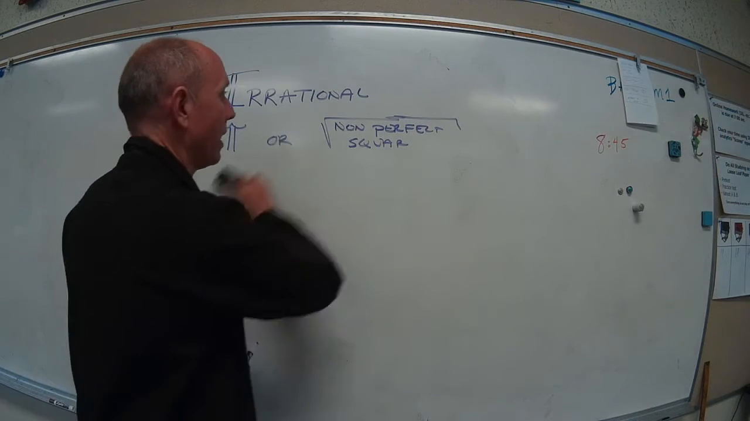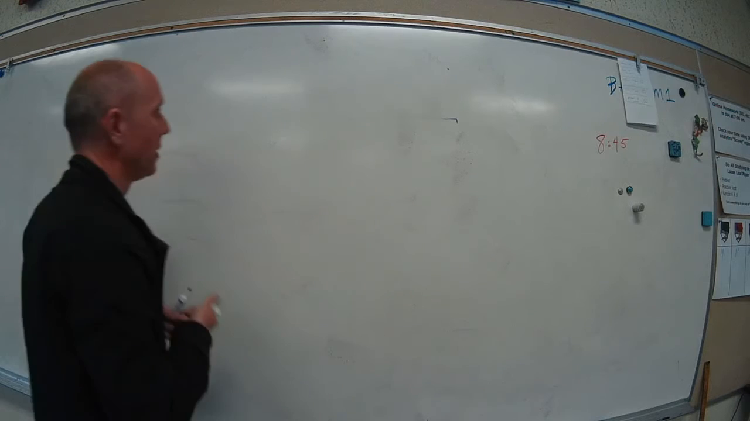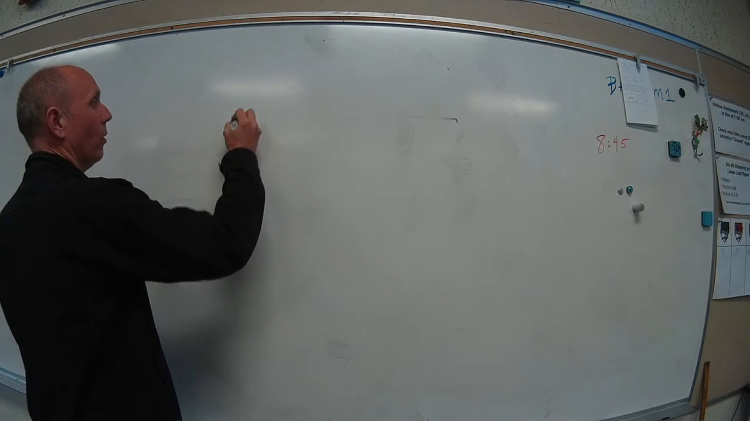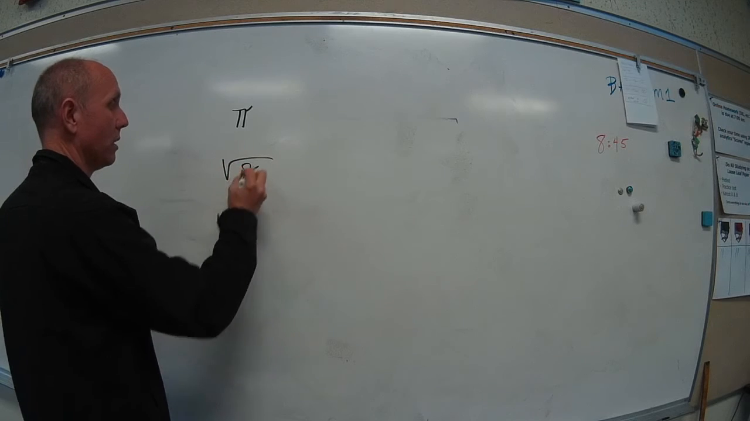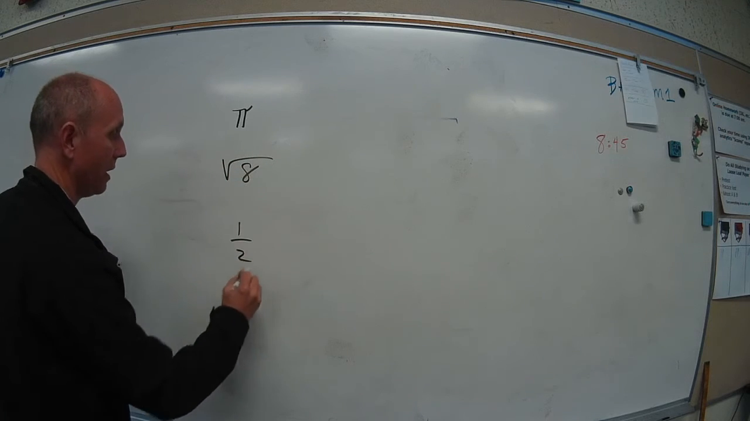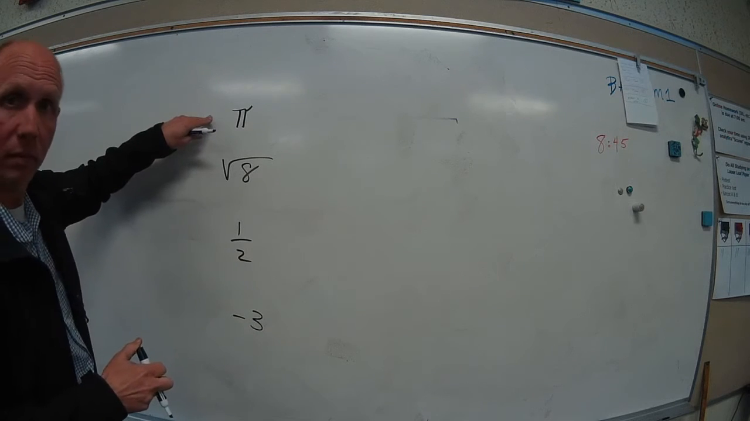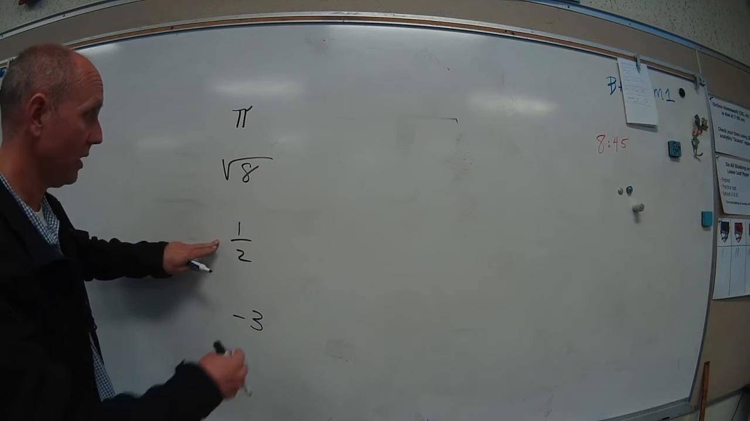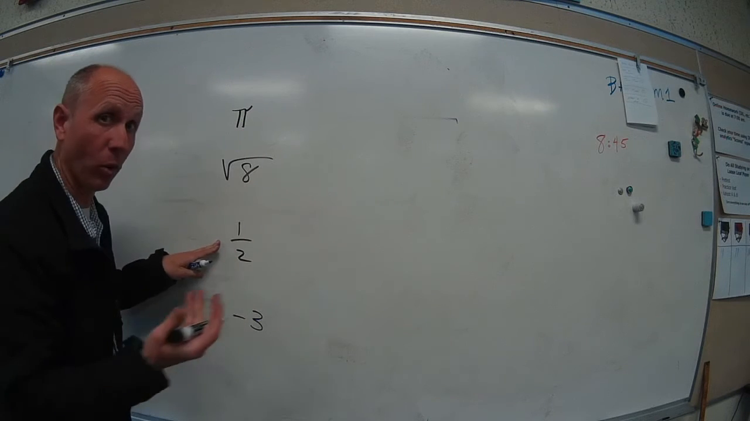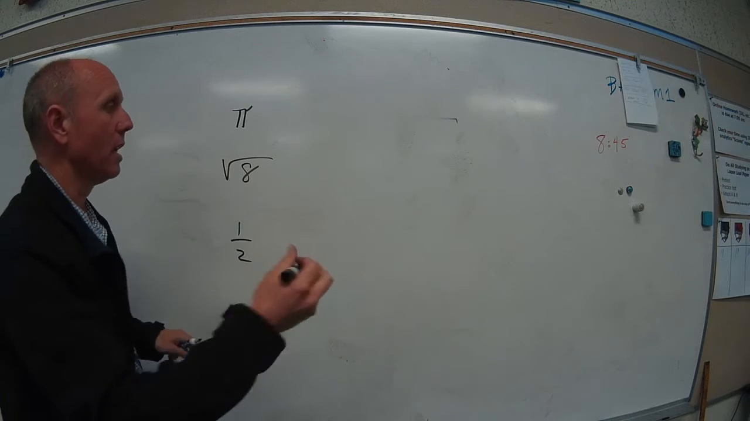So here's some examples. I'm going to give you a couple different numbers, and you're going to tell me what's going on with it. So pi. What is pi? What is the square root of 8? How about 1/2? And how about -3? Pi, irrational. Square root of 8, irrational. The fact that the others are not pi or a square root I don't know means they're rational.